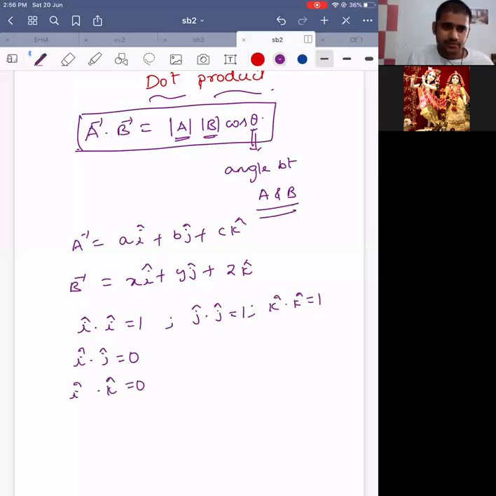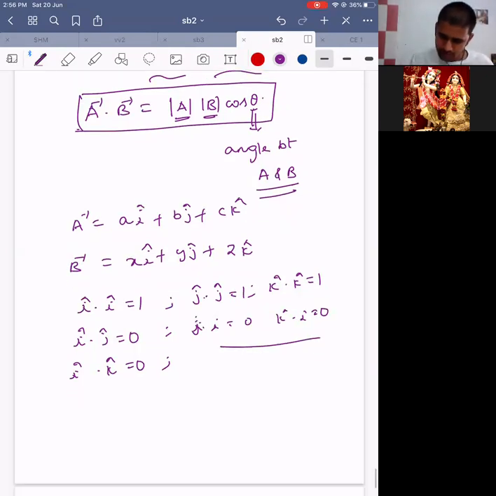Okay. And j cap dot i cap, everything else is 0. k cap dot i cap, everything becomes 0. So first listen, then I will explain why we have to do the dot product. What is the reason? We'll find all these things. Don't worry. As of now, you follow this. I will explain why it is. Okay. So let's do the dot product.